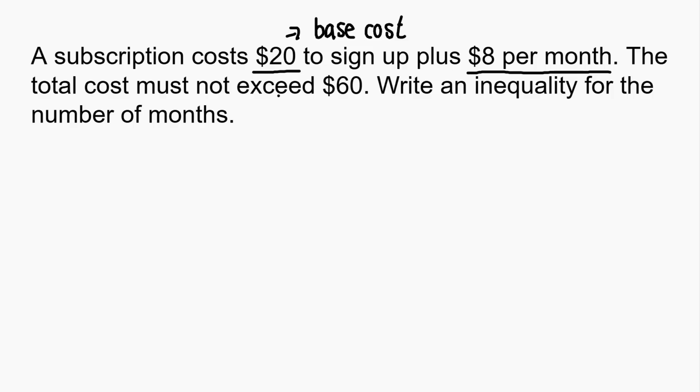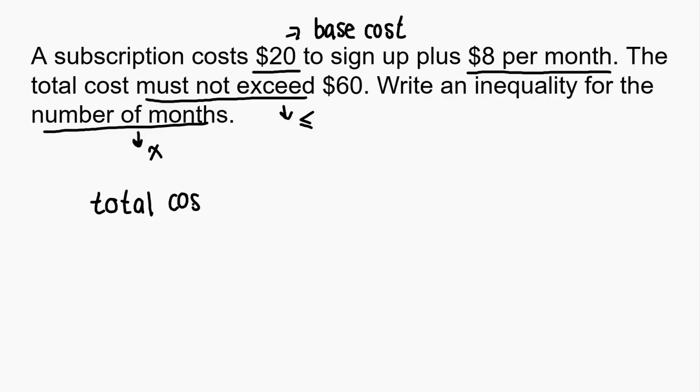Total cost must not exceed $60. Must not exceed is a sign that we're going to be using less than or equal to. And write an inequality for the number of months. We don't know how many months it's going to be, so the number of months can be x as a variable. So let's write an equation, or in this case, an inequality for the number of months.